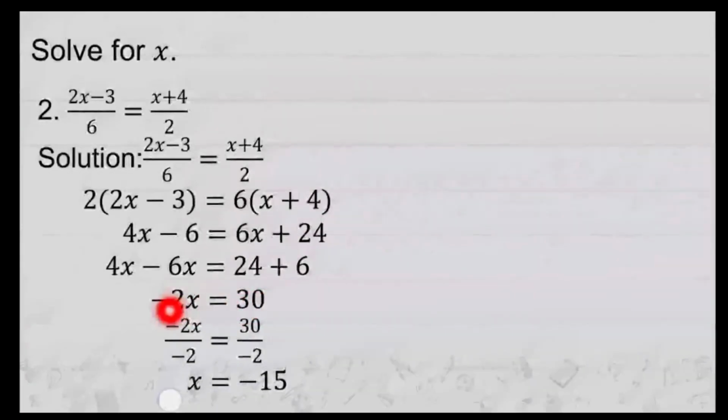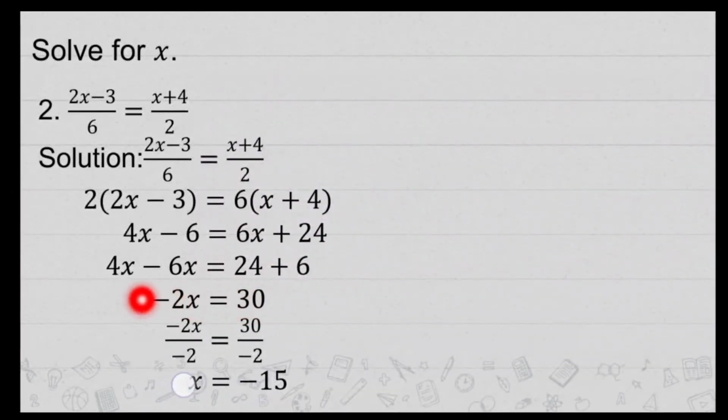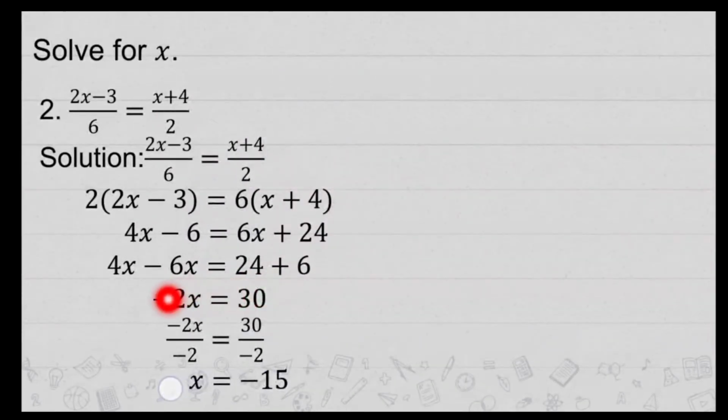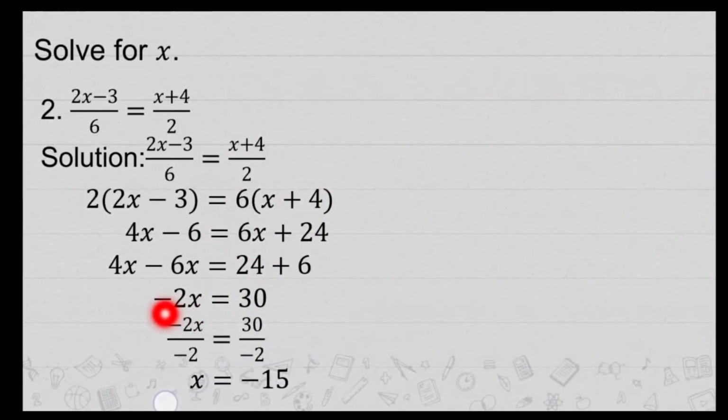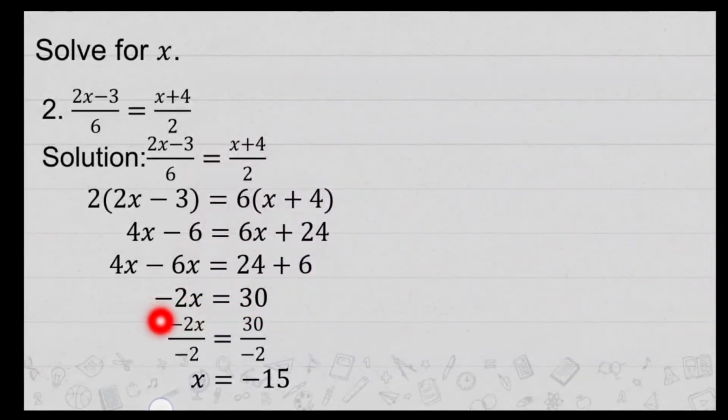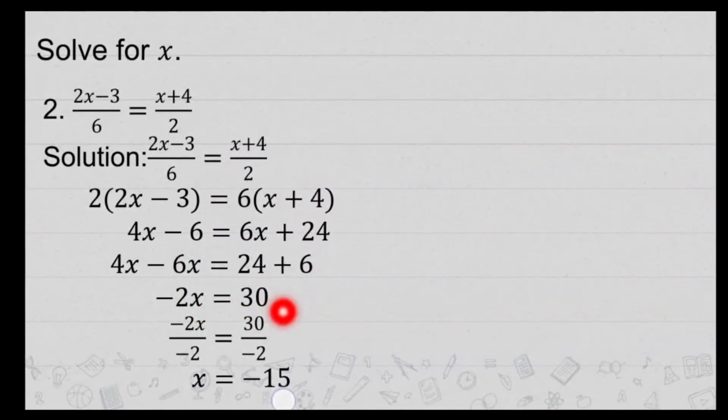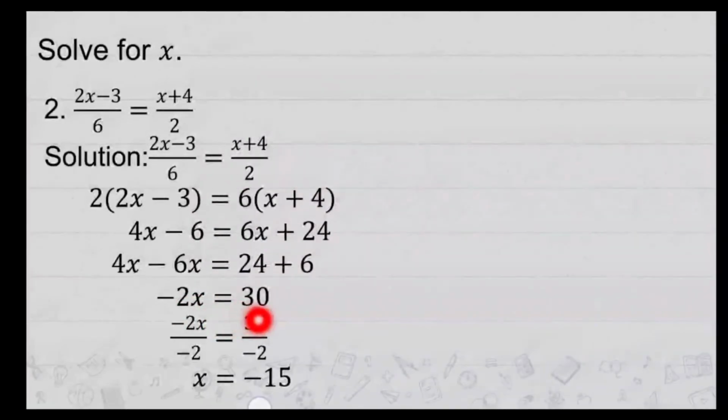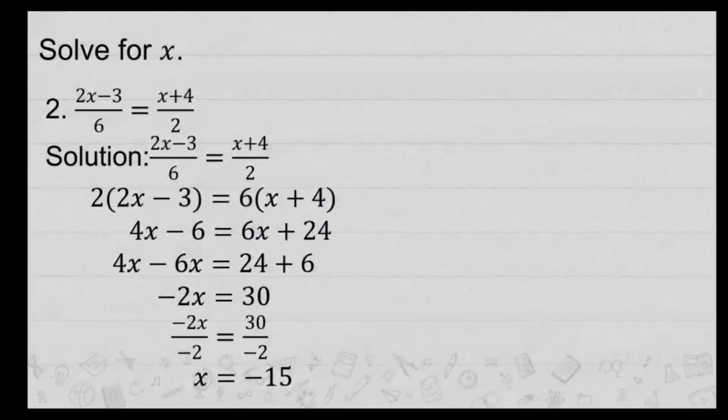To find the value of x, we have to divide both sides by the numerical coefficient of the variable. What is the numerical coefficient of our x? That is negative 2. Therefore, we have to divide both sides by negative 2. Okay? So negative 2x divided by negative 2 and 30 divided by negative 2. Let us simplify. Negative 2x divided by negative 2 is x, and 30 divided by negative 2 is negative 15. Therefore, here our answer is negative 15, or our solution is negative 15.